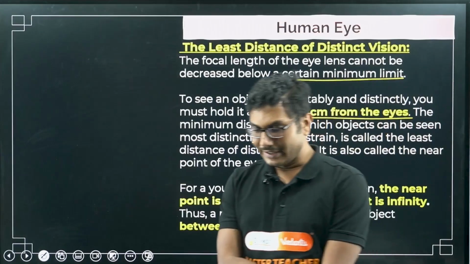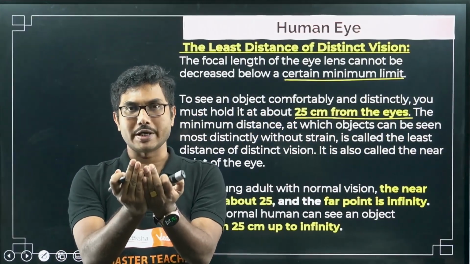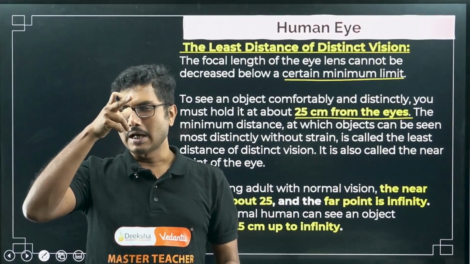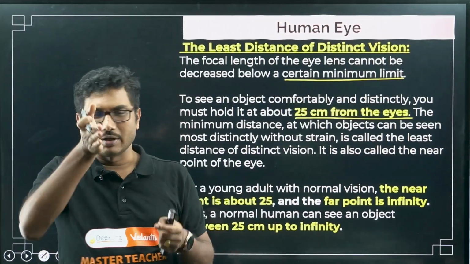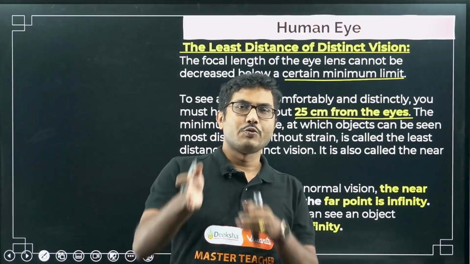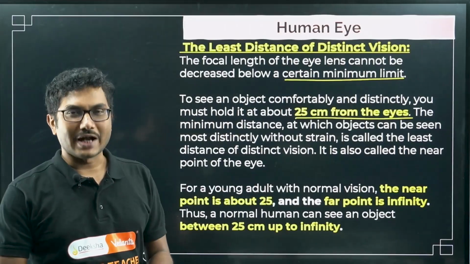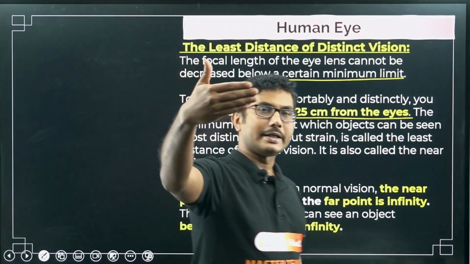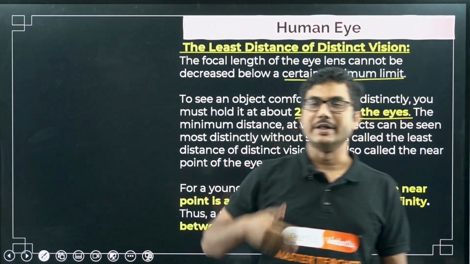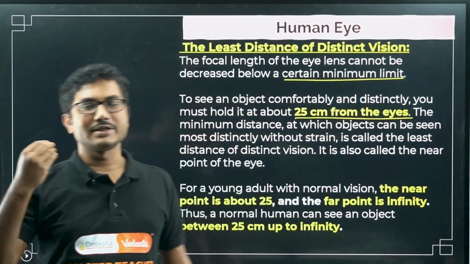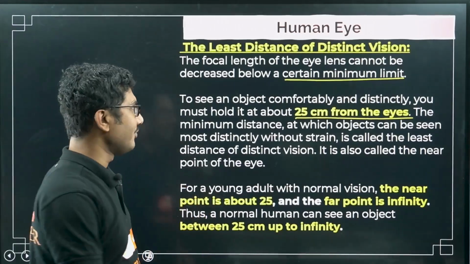So while reading a book, the book should be held at least 25 centimeter from your eye. 25 centimeter means roughly 1.5 to 2 fingers maximum. That distance you should keep. You can try it at your home. You can take a book, try to bring it closer to your eye, and you can see how far you can read. After some time, your eyes cannot distinguish the letters. So that is the minimum distance of distinction.